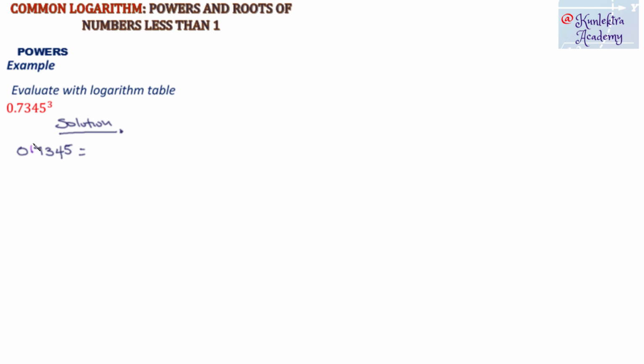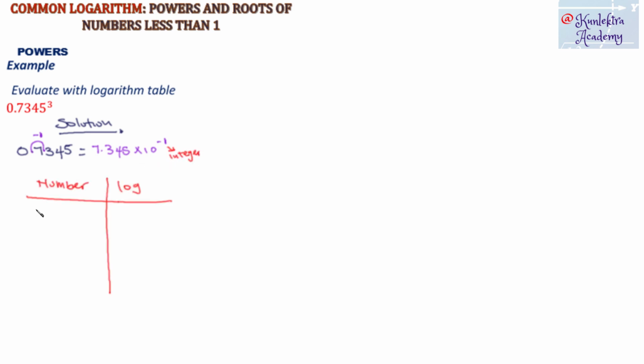The point must be in front of the first digit. How many times does the point move? Once. That's -1. Then you have your value in standard form: 7.345 times 10 raised to power -1. Now, why do we need to convert to standard form? It's because of this integer. This integer is needed when looking for the logarithm of the number.